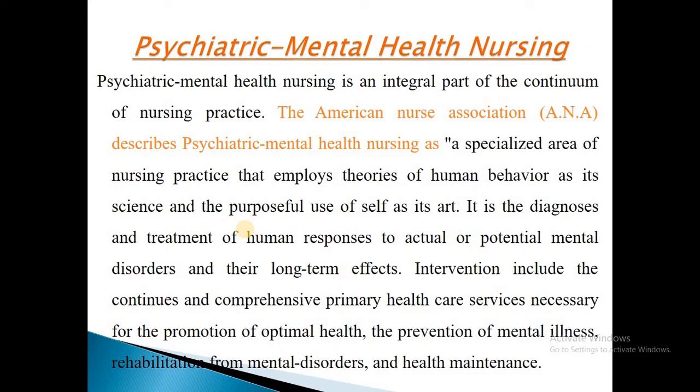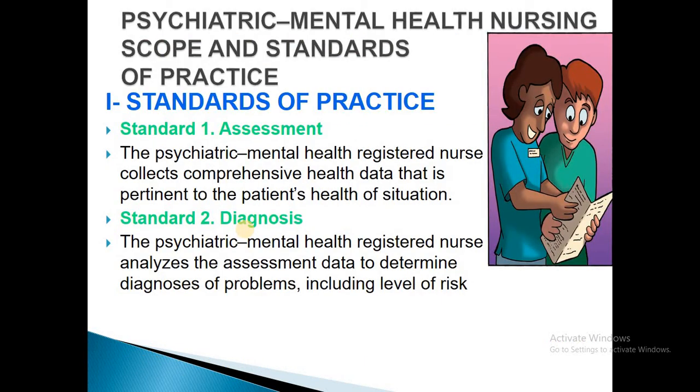Intervention includes the continuous and comprehensive primary health care services necessary for the promotion of optimal health, the prevention of mental health problems, also rehabilitation from mental disorder, and the maintenance of the level of mental health. Psychiatric mental health nursing scope is divided into two very big branches, that is standards of practice. What is the subtitle under the practice?